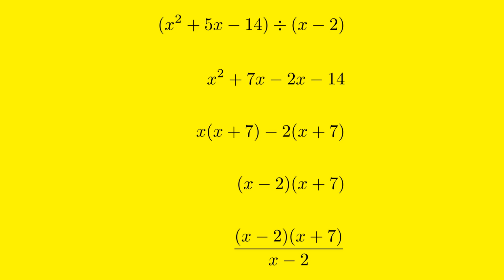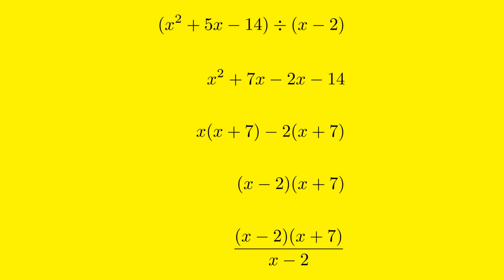Now, we group the terms to factor by grouping. We group x squared plus 7x together, and we also group minus 2x minus 14 together. This gives us two groups, x squared plus 7x and minus 2x minus 14. From the first group, x squared plus 7x, we factor out the greatest common factor, which is x. This leaves us with x times (x plus 7). From the second group, minus 2x minus 14, we factor out the greatest common factor, which is negative 2. This leaves us with negative 2 times (x plus 7).